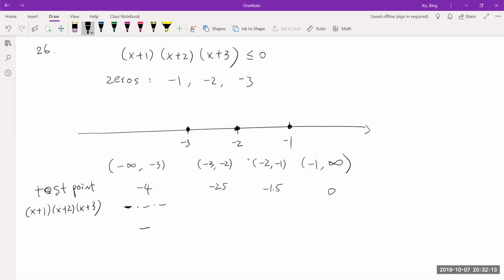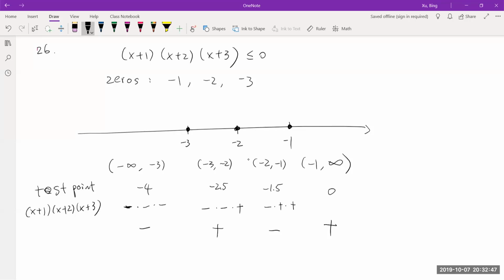Second one, negative 2.5: plugged in here, negative; here, negative; here, positive. So overall, positive. Negative 1.5: plugged in here, negative; here, positive; here also positive. So overall, negative. Plug in 0 here: 0 plugged in gives 1, 1 times 2 times 3.